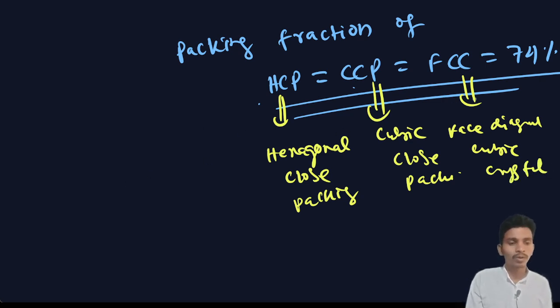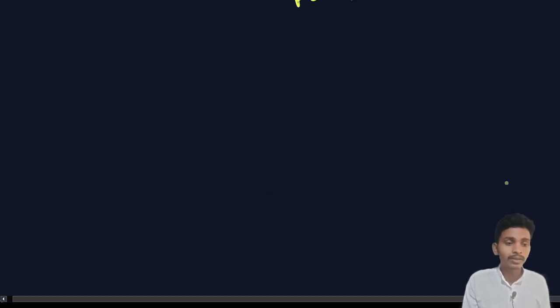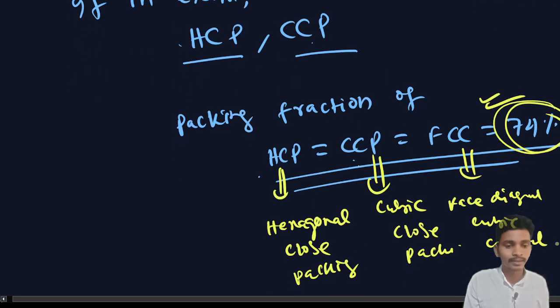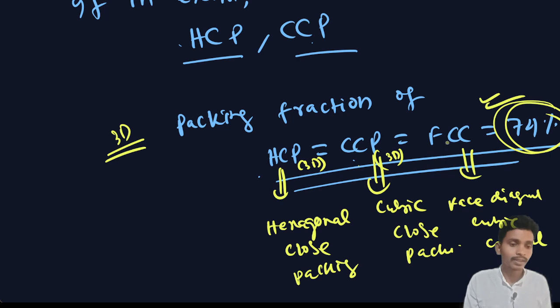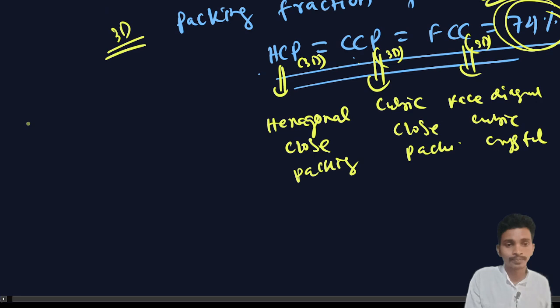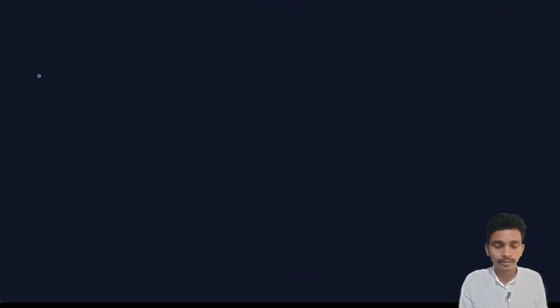Okay, so these all have the same packing fraction, that is 72%. Whenever it asks for HCP and CCP, always assume that this is the FCC and its packing fraction is 74%. This is for the case of 3D. All of these are in 3D. Now I will give a few quick points on HCP and CCP.